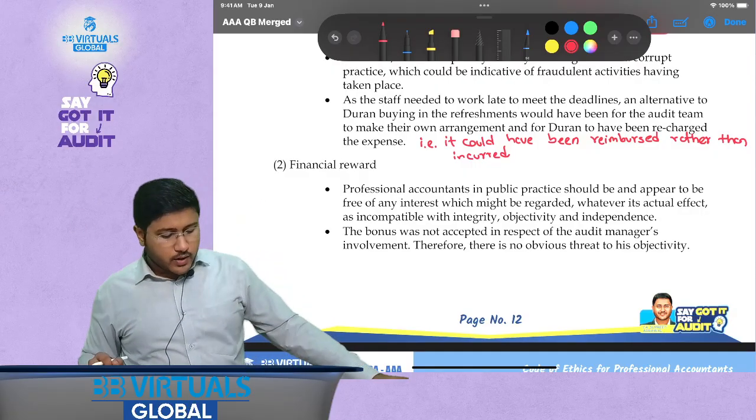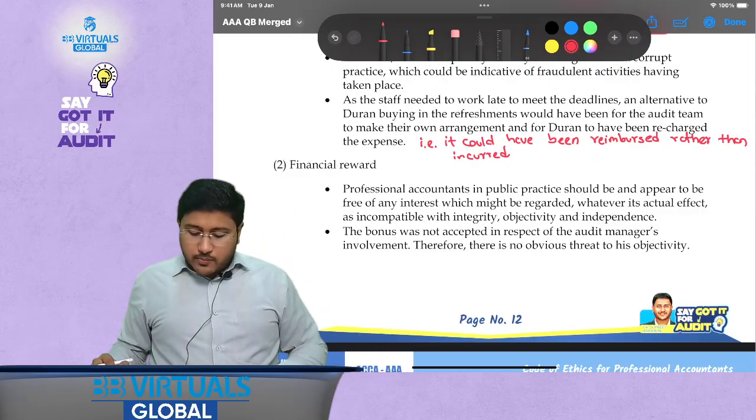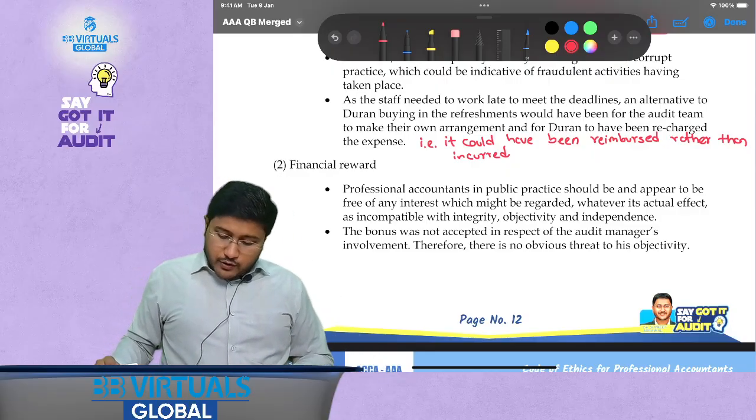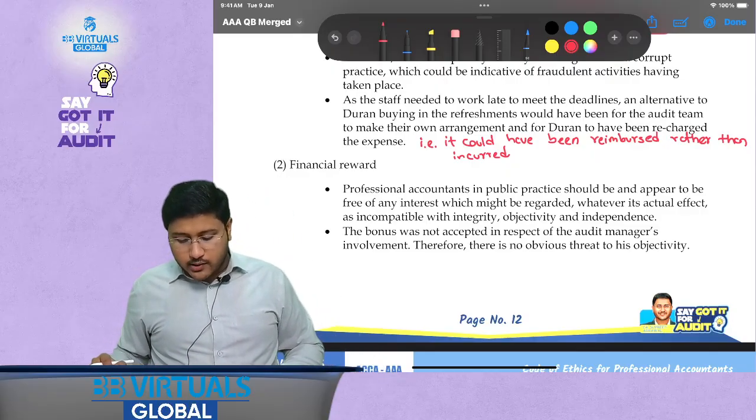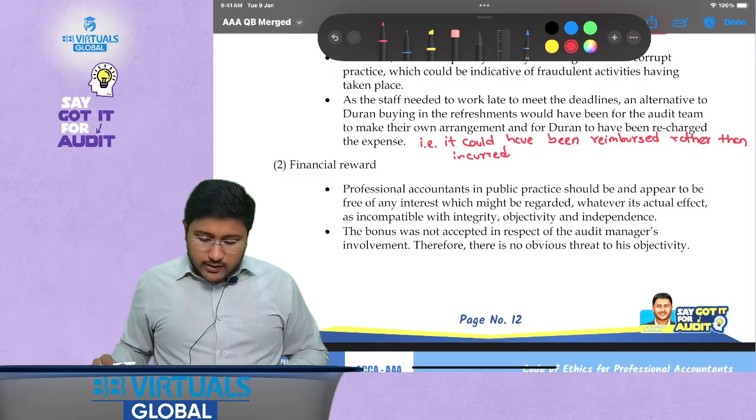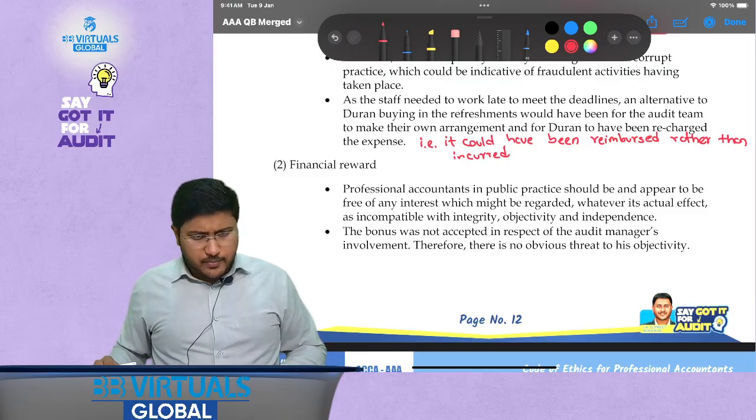That is also wrong. So, financial reward. Professional accountants in public practice should be and appear to be free of any interest which might be regarded, whatever its actual effect, as incompatible with integrity, objectivity and independence.